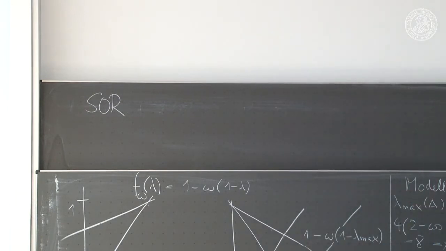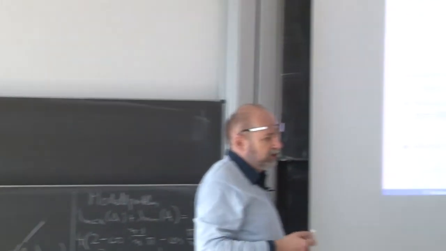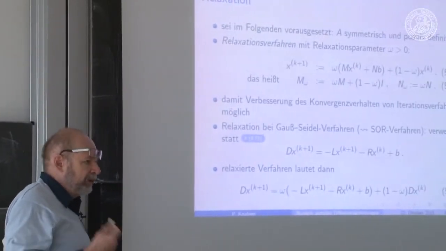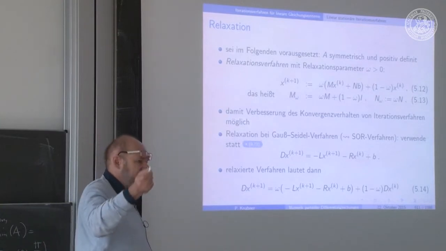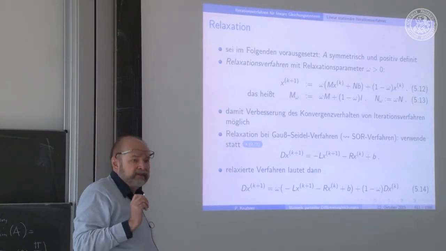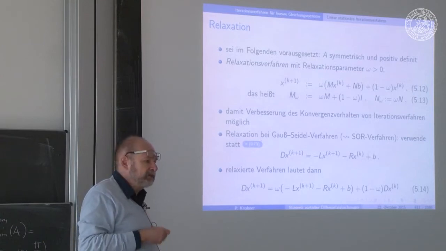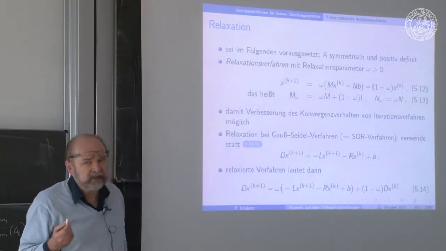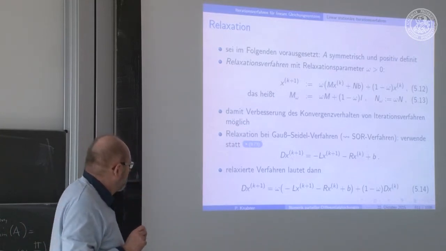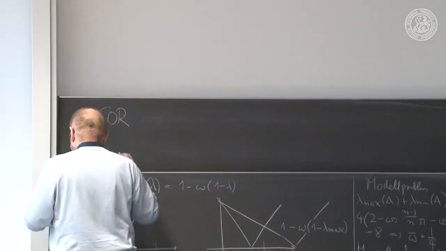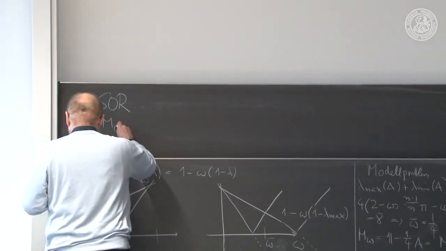At the moment, it's not clear what kind of omega is good. Later on, it will turn out that one should take an omega bigger than 1. One should over-relax, one should go, in this sense, beyond the iterate. And therefore, this name over-relaxation. So in general, one speaks of over-relaxation if the omega is bigger than 1, and under-relaxation if the omega is less than 1.